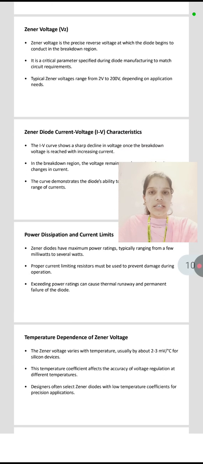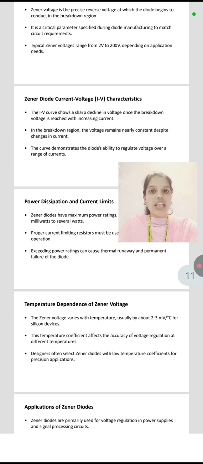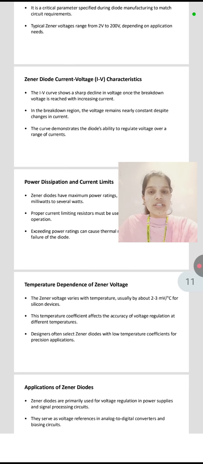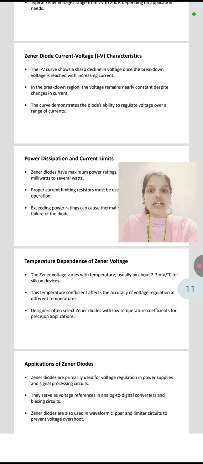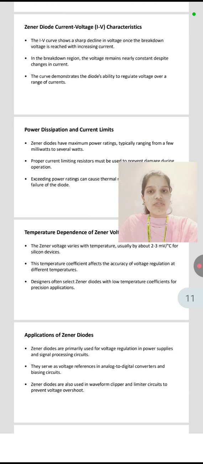Zener diode current-voltage VI characteristics. The VI curve shows a sharp decline in voltage once the breakdown voltage is reached with increasing current. In the breakdown region, the voltage remains nearly constant despite changes in current. The curve demonstrates the diode's ability to regulate voltage over a range of currents.